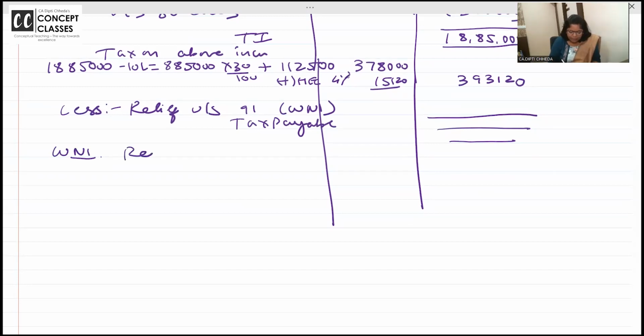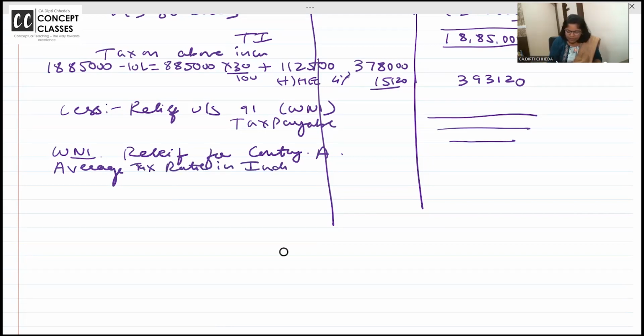Working note 1. Relief for country A. We have got income from two countries. Yesterday we did the same problem with a single country. Today we are doing it with two countries. But for this, first we have to calculate the average rate of tax in India. So what is the average tax rate in India? First let's see India.